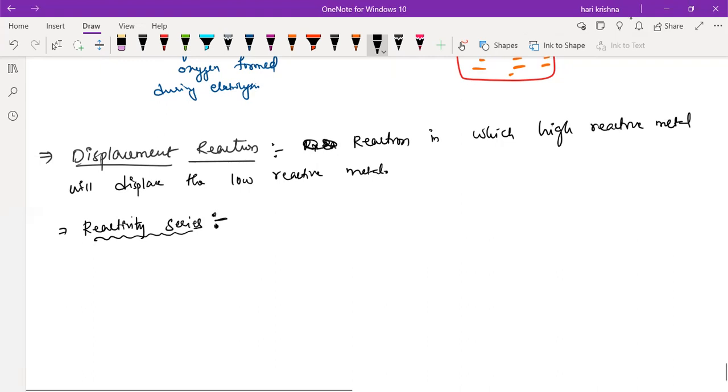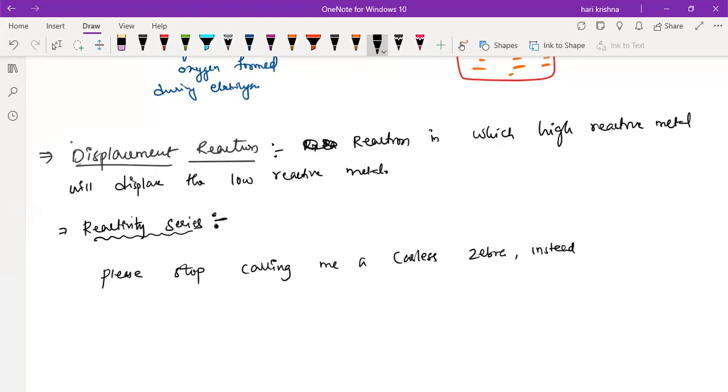Okay. See, compulsory how to remember the reactivity series. There is no other go. Further, I will teach you the shortcut how to remember that reactivity series. It's like, please stop calling me a careless zebra. Instead, learn how copper saves gold, platinum.